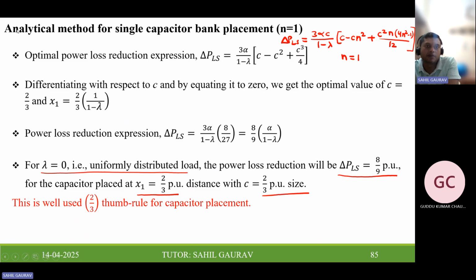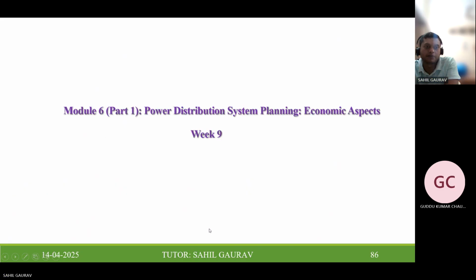Now, analytical method for capacitor bank placement. So the optimal power loss reduction comes out as this expression, and differentiating it with respect to x equal to 0, you will get the x value 2/3: x1 is equal to 2/3 (1 minus 1/lambda), and the power loss reduction expression will become 8/9 into alpha (1 minus lambda). If lambda equals 0, that is a uniformly distributed load, the power loss reduction will be 8/9 per unit, and the capacitor is placed at x1 equal to 2/3 per unit distance. So this is the well known 2/3 thumb rule of capacitor placement.